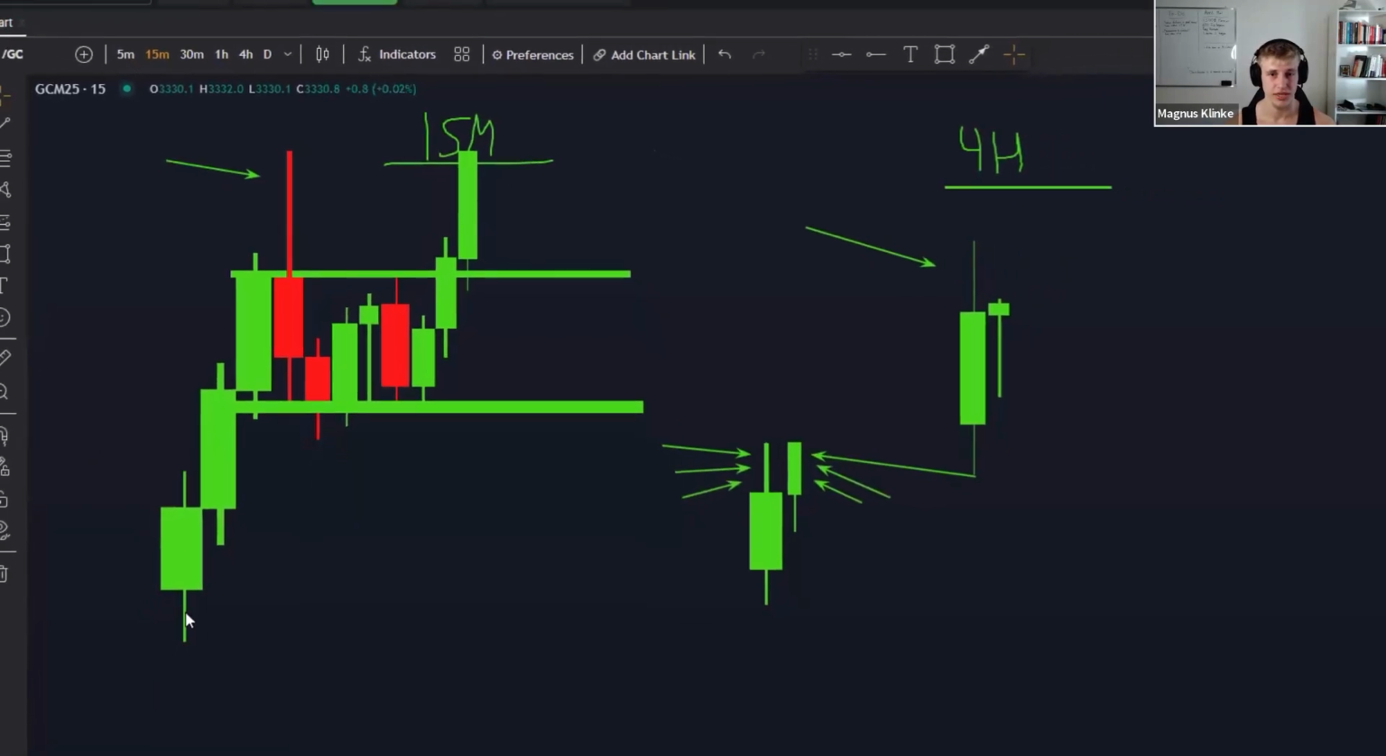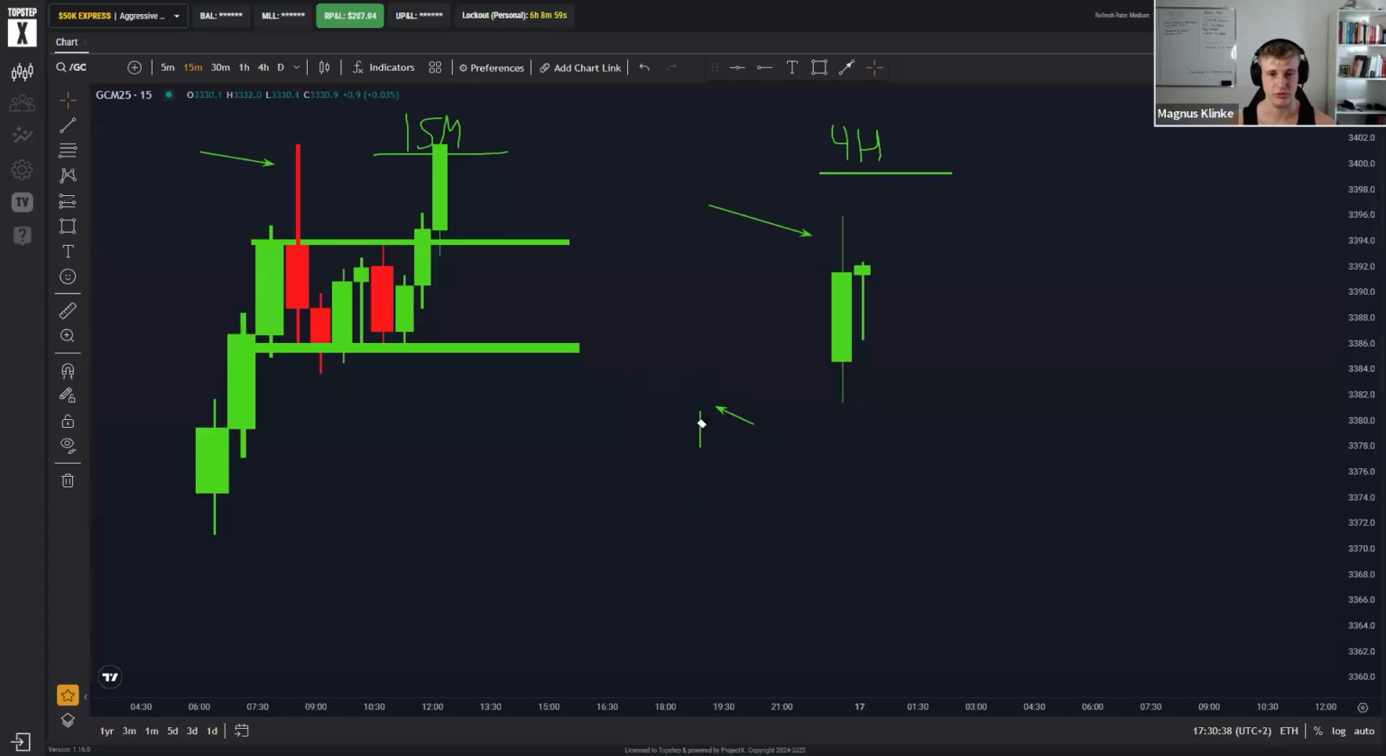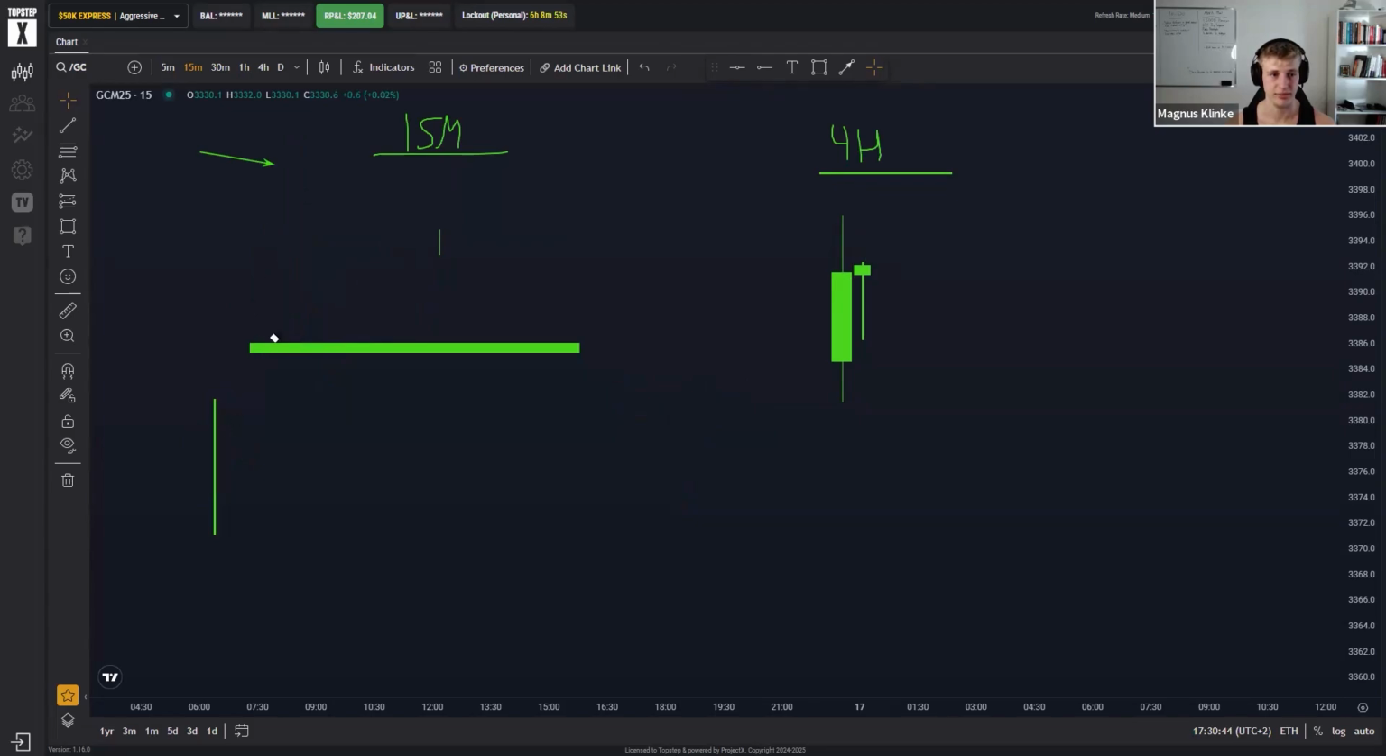The other way is basically when that 4-hour looks like that. So let me remove some of this here. So let's say the 4-hour still looks like that here. Let's remove this example and let's get another example here.